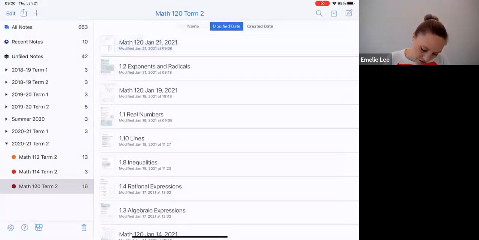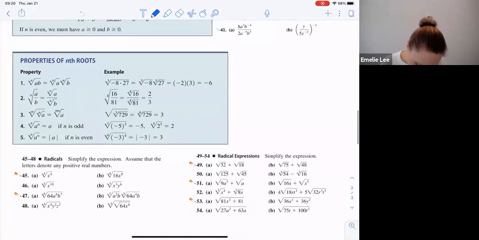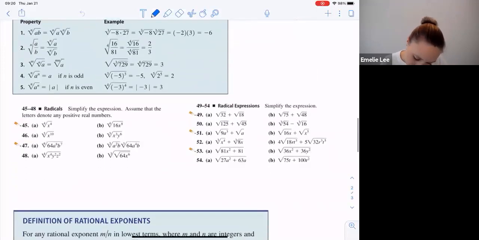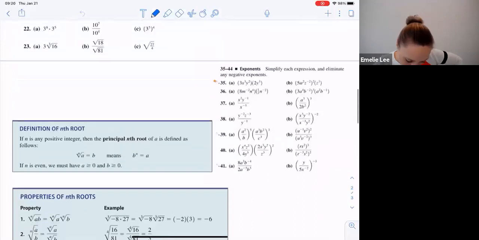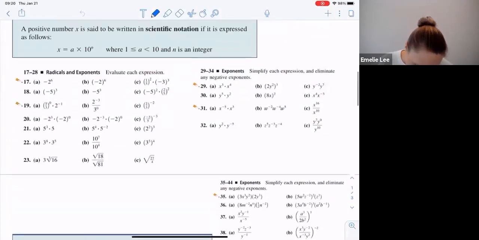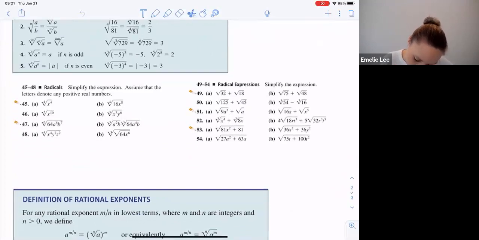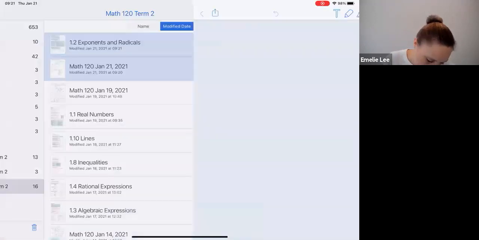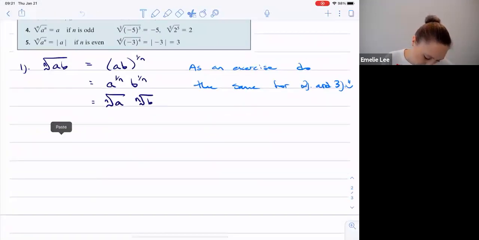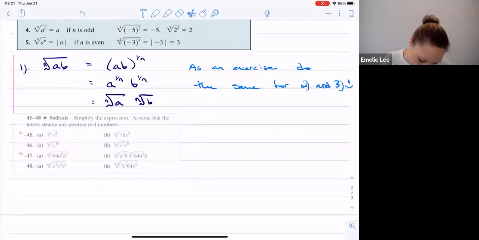Okay, good. So we've got a couple of examples there. Let me go back up here and check things out. So you can do all of those ones on the first page. We're not going to do them. We're going to do something a little bit harder. Let's do this one. So I'm grabbing 45 to 48.